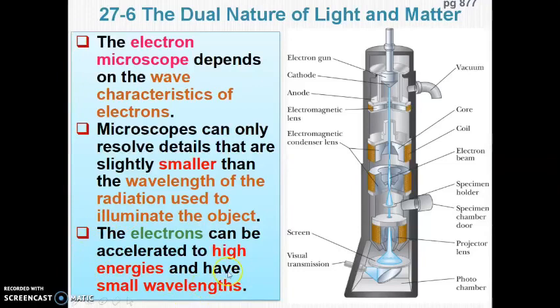This comes from the formula E is equal to hf, where f is equal to c divided by lambda. So automatically E is equal to hc divided by lambda. E and lambda are inversely proportional.